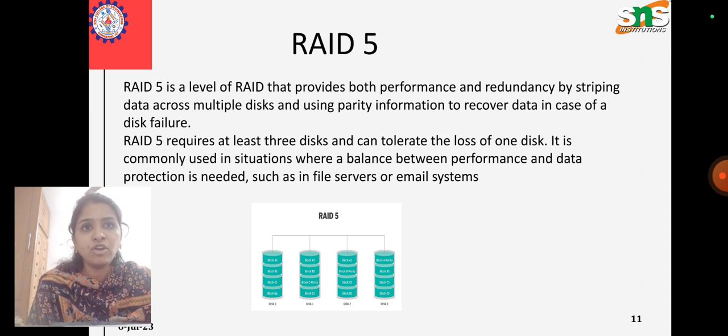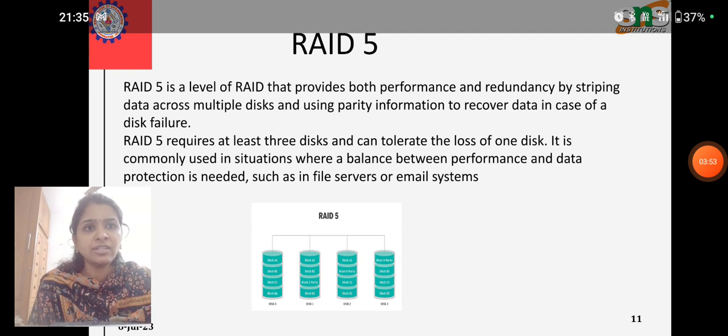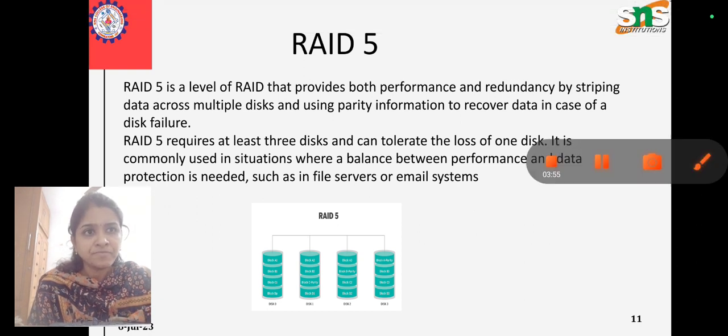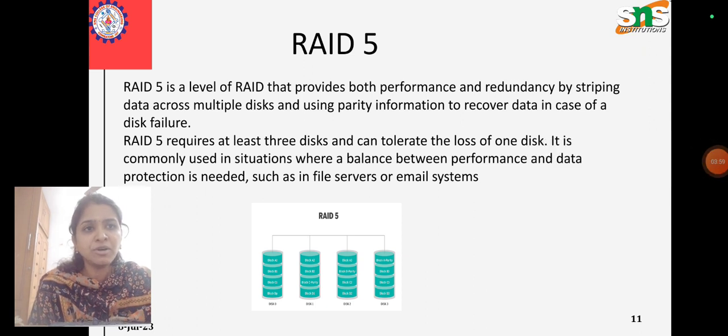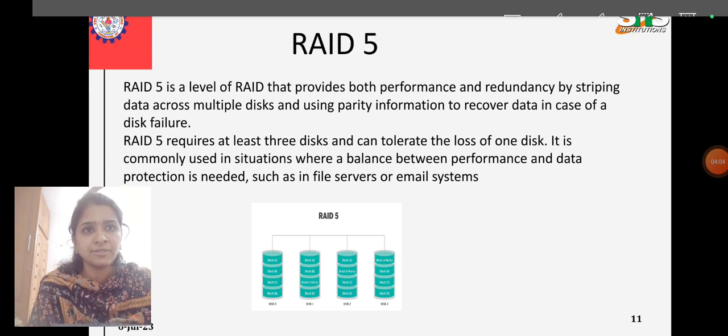RAID 5 is a level of RAID that provides both performance and redundancy by striping data across multiple disks and using parity information to recover data in case of a disk failure. RAID 5 requires at least 3 disks and can tolerate the loss of one disk. It is commonly used in situations where a balance between performance and data protection is needed, such as file servers or email systems.